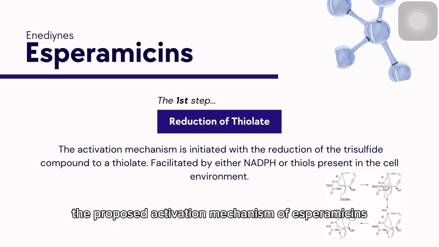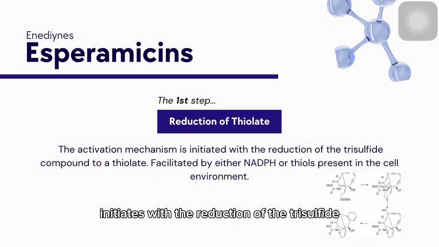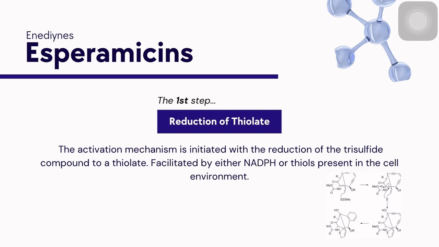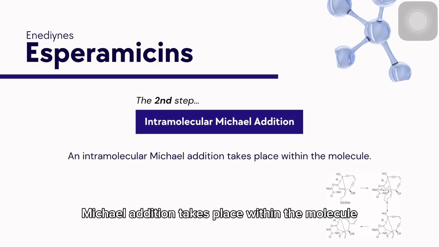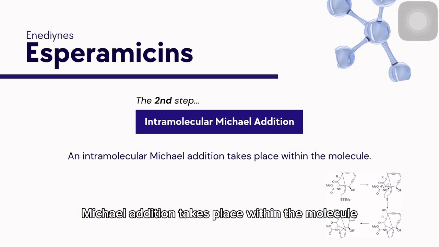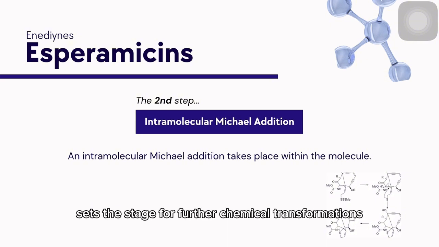The proposed activation mechanism of esperamicin initiates with the reduction of the trisulfide compound to a thiolate. This reduction is facilitated by either NADPH or thiols present in the cell environment. Following the reduction, an intramolecular Michael addition takes place within the molecule. This addition sets the stage for further chemical transformations.